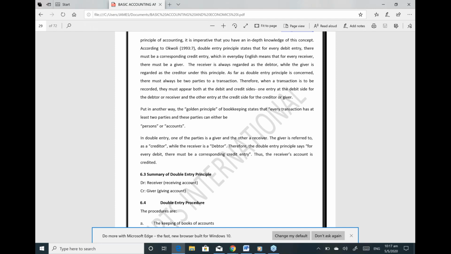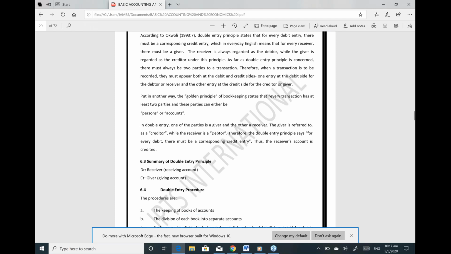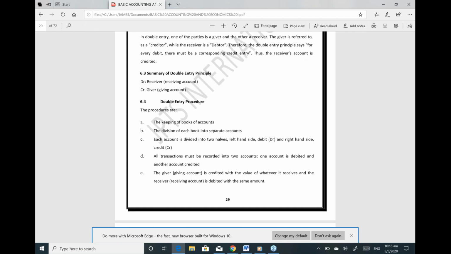So we also say, in double entry, one of the parties is a giver and the other a receiver. The giver is referred to as a creditor, while the receiver is a debtor. Therefore, the double entry principle says for every debit, there must be a corresponding credit entry. In summary of the double entry principle, your debit side is the receiver, that is the receiving account. You receive, you are a debtor. If you give, you're a creditor. What you give out makes you a creditor.